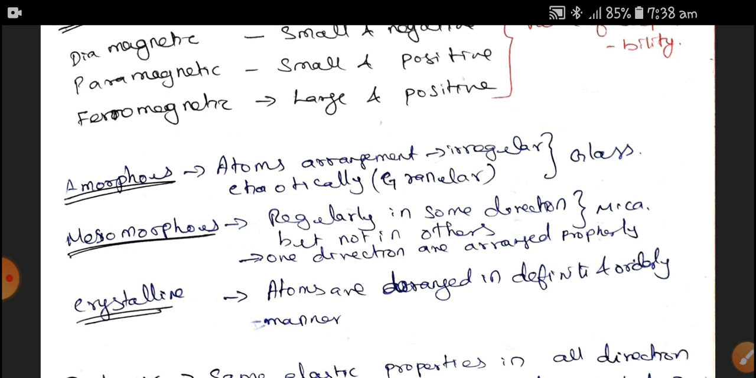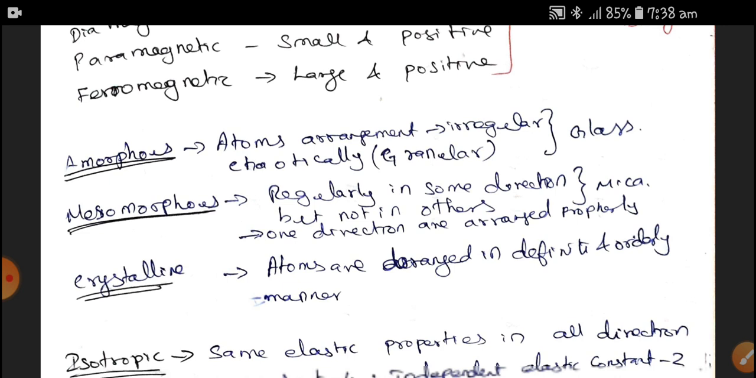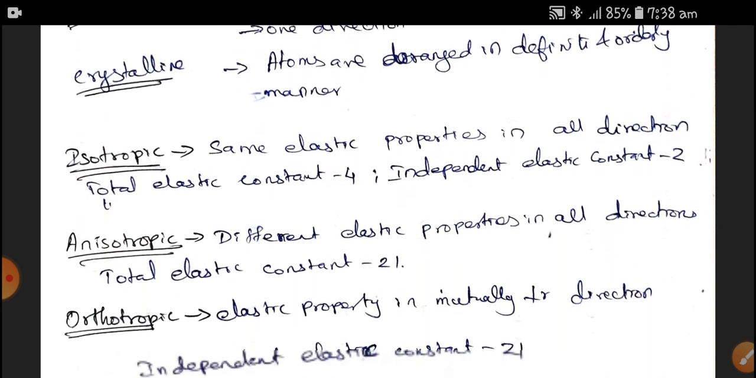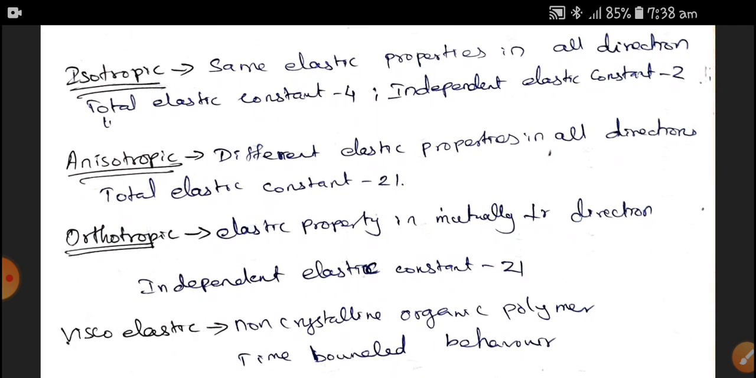Mica is a very good example of a mesomorphous material. In crystalline structures, the atoms are arranged in a definite and ordered manner. Most materials have crystalline structures, where the atoms are well organized, well arranged, and have a definite place. That is why they are called crystalline materials. In crystalline materials, we have to notice four different properties: isotropic, anisotropic, orthotropic, and viscoelastic.